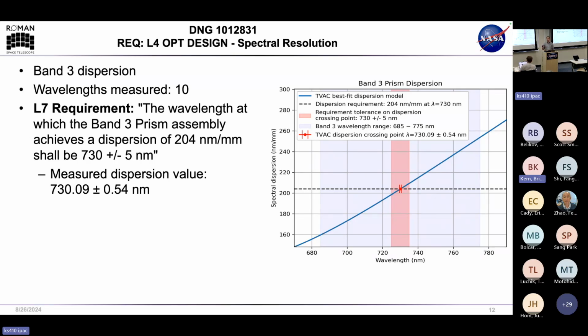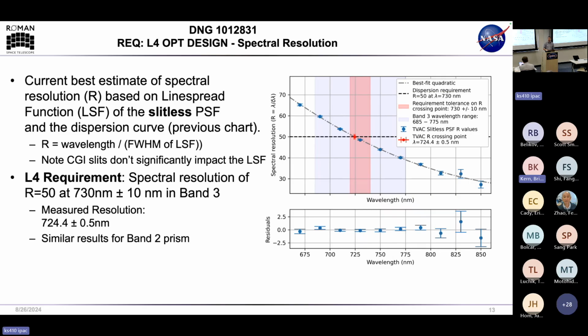And we decided to tolerance that against what wavelength that hit, just because we knew that it was a sliding curve where the parabolic shape of the spectral resolution was going to land. So we hit that very well, pretty much dead on. And then the spectral resolution that we estimate in the slitless condition during TVAC was very similar. We actually got 724.4 nanometer wavelength where we hit that R50 crossover point. We had to hit to a 10 nanometer tolerance, which we easily hit.